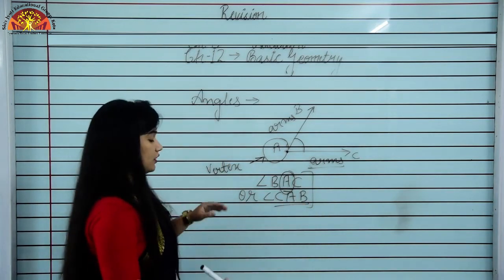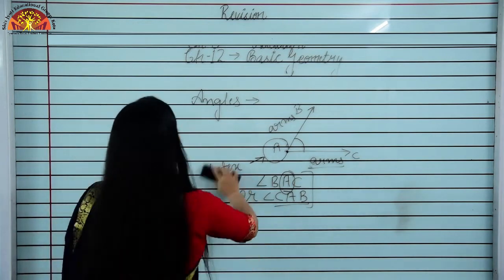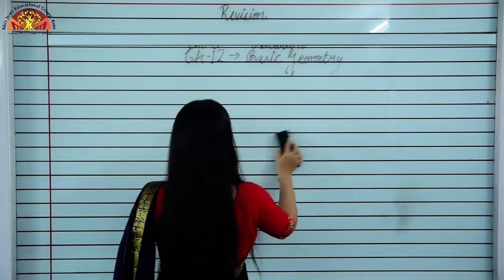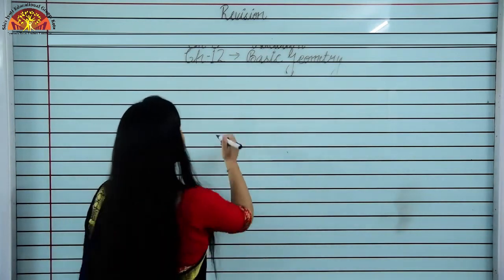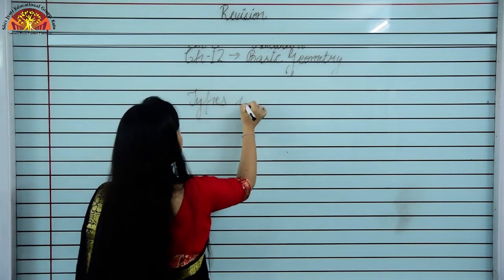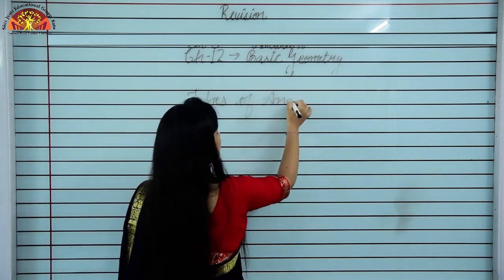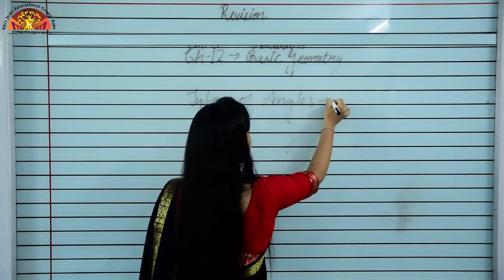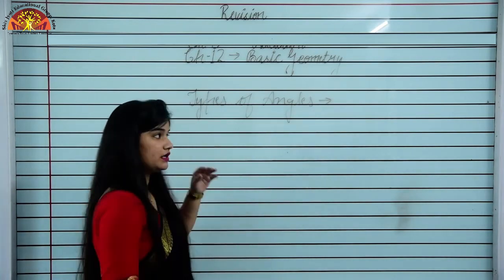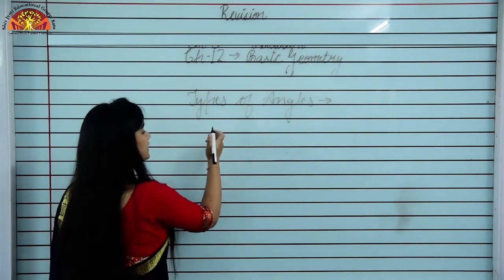Understood? Now we'll discuss types of angles. So basically there are four types of angles, students. Types of angles. How many types of angles are there? There are four types of angles. The first angle is right angle.